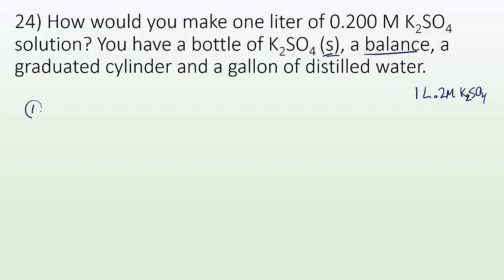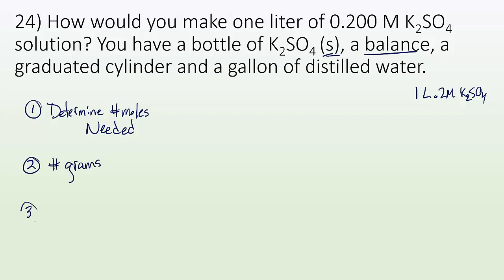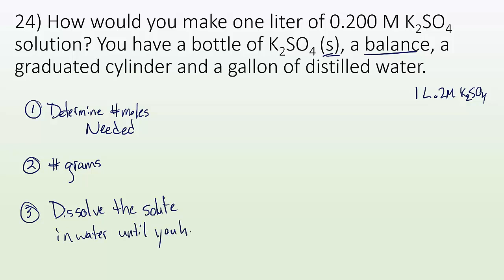So step 1 is going to be determine the number of moles needed. So how many moles of that stuff do you need? Second step is, all right, how many grams is that? Convert that to grams. Then next, you're going to dissolve the solute, the grams of the stuff, in water until you have your desired volume.